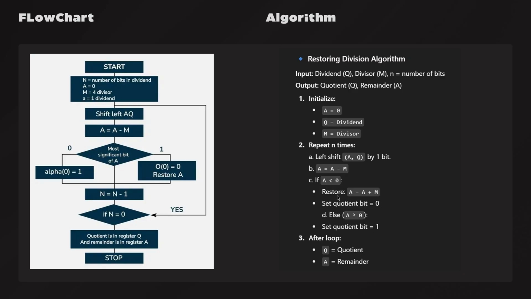If A is less than 0, restore A is equal to A plus M, set quotient bit is equal to 0. Else, A is greater than or equal to 0, or A is positive. Set quotient bit is equal to 1. After the loop, Q is equal to quotient, A is equal to remainder.